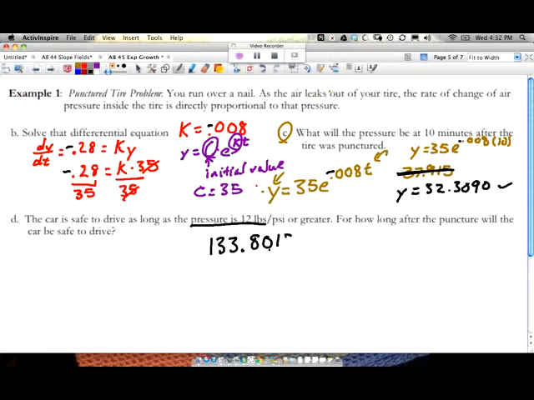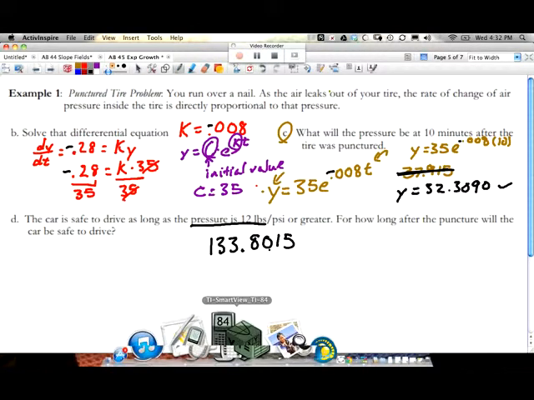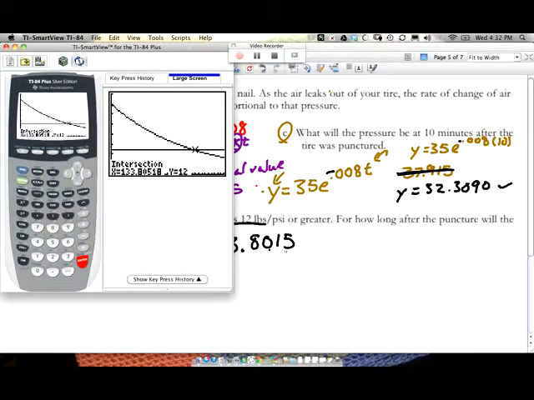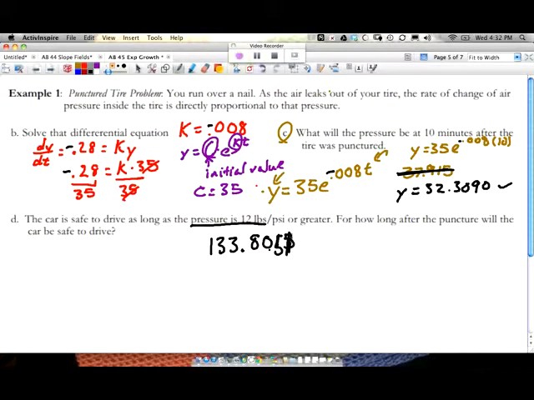133.8015 minutes. Is it 1.5 or 5.1? 5.1. Let's erase that, rewrite it. Minutes. That's just over 2 hours. It's like 2 hours and what, 13 minutes, 14 minutes? So about 2.25 hours. It would be safe to drive.